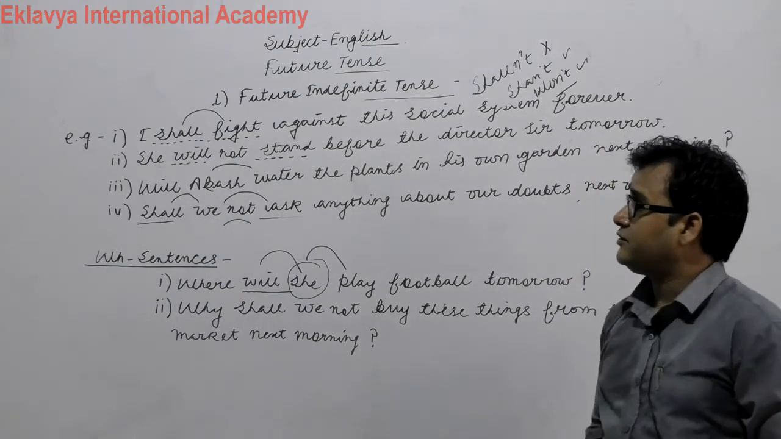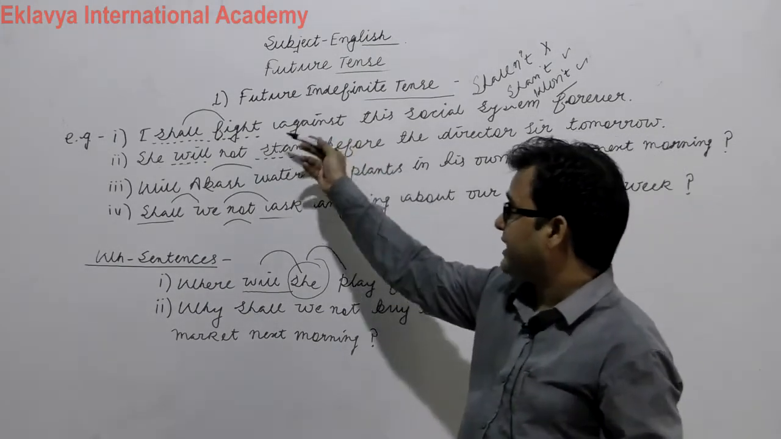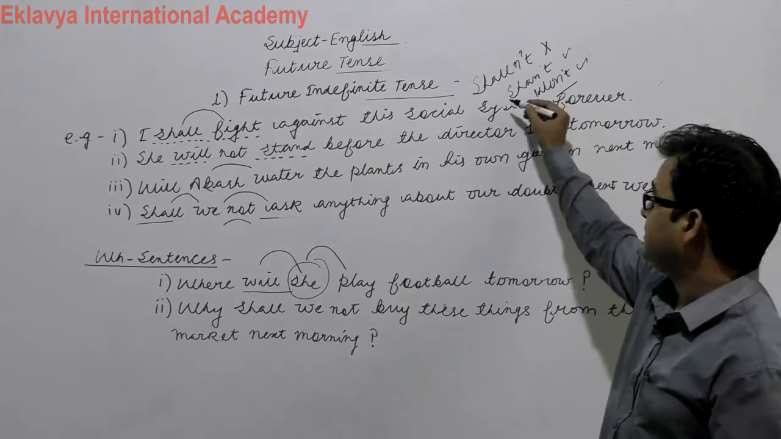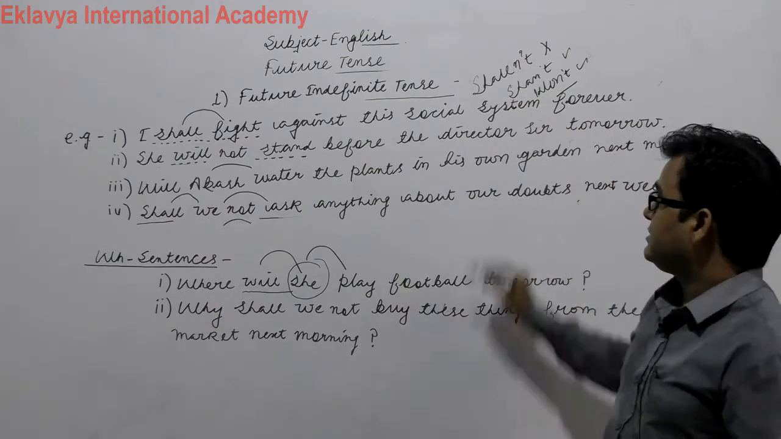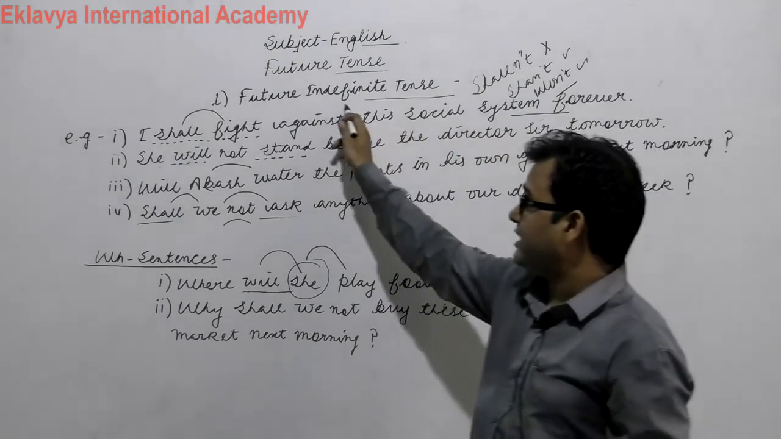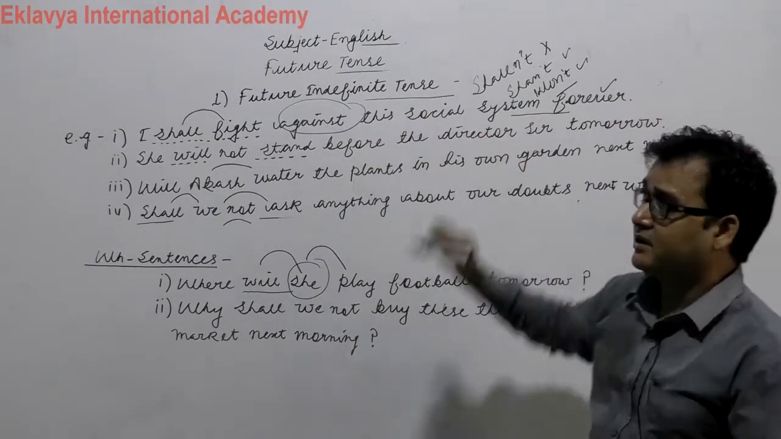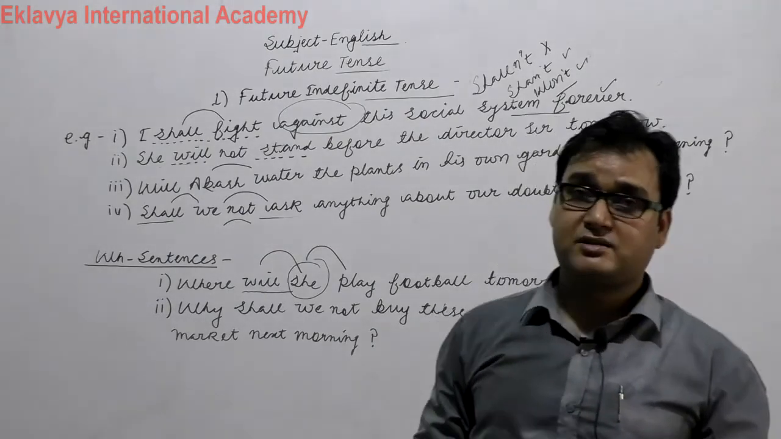Example number 1 of future indefinite tense. I shall fight against this social system forever. कि मैं सामाजिक व्यवस्था के अगेंस्ट जो है खिलाफ हमेशा फाइट करूँगा. I shall fight against this social system forever.